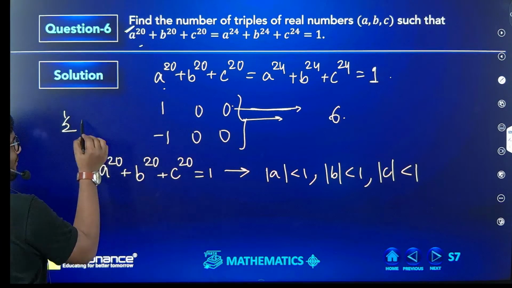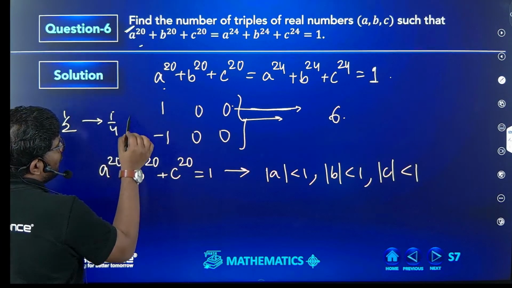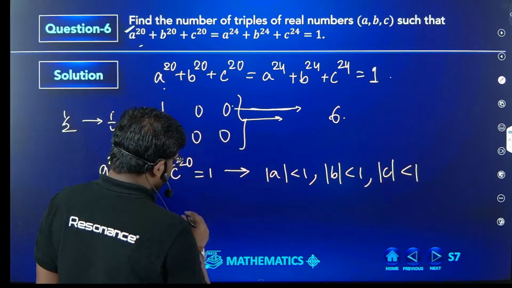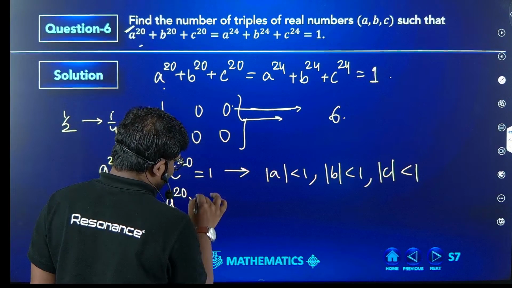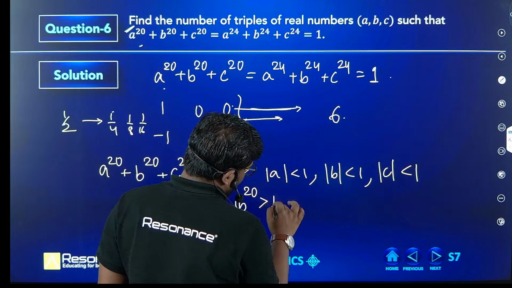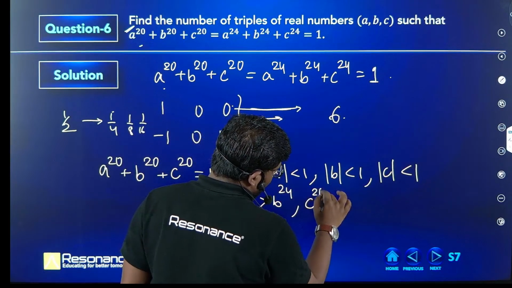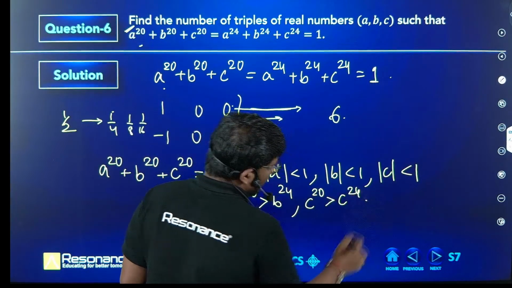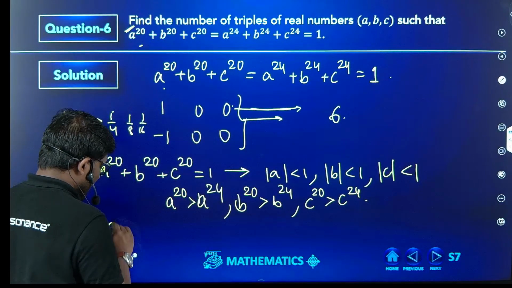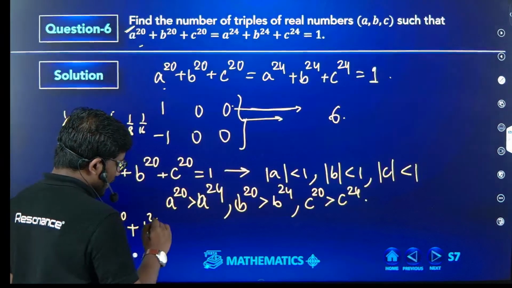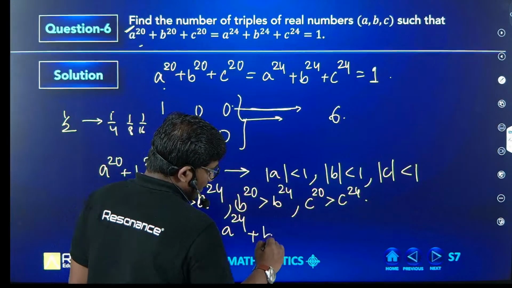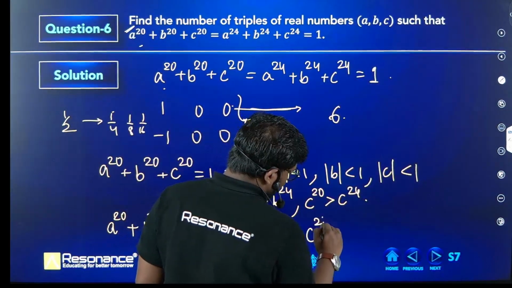As you increase its powers, its value becomes 1 by 4, 1 upon 8, 1 upon 16. So its value is deteriorating. So a power 20 is always greater than a power 24. B power 20 is always greater than B power 24, and C power 20 is always greater than C power 24. Now if we add up all the 3 inequalities, we definitely can understand that A power 20 plus B power 20 plus C power 20 is greater than A power 24 plus B power 24 plus C power 24.